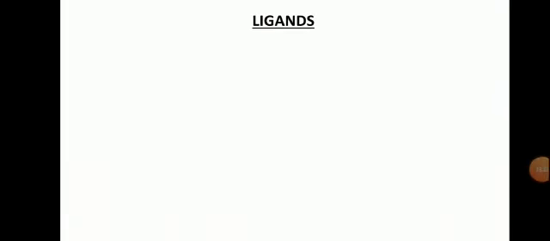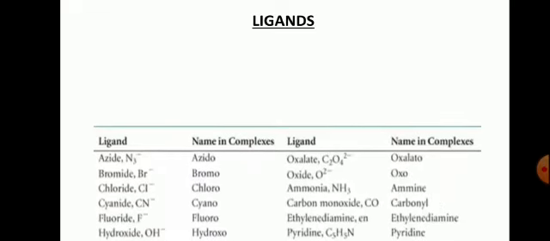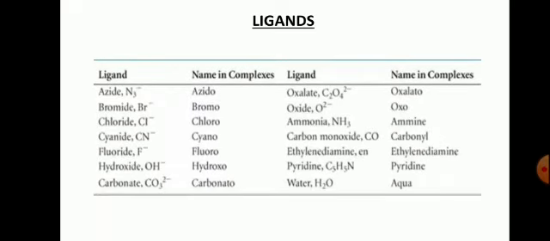Now we can start with ligands. As told earlier, ligands are nothing but the donor atoms in a coordination complex. Now this donor atom can be negative, called a negative ligand, can be neutral, that means it doesn't have any charge, called a neutral ligand, or it could also be positive, which is not very common, known as a positive ligand. Here are some examples of negative ligands and neutral ligands.